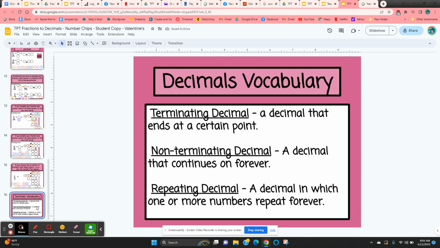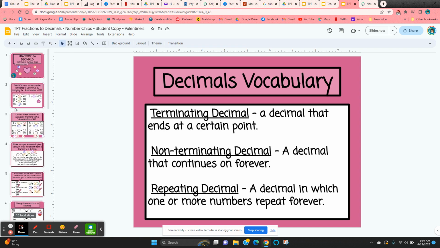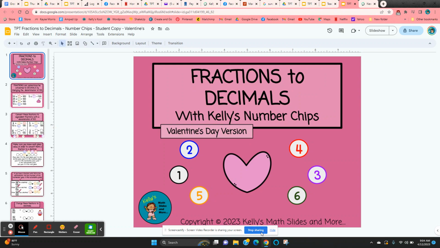The final slide is just some vocabulary you might want to introduce to the students for terminating decimal, non-terminating decimal, and repeating decimal. So this is Fractions to Decimals with Number Chips, the Valentine's Day version.